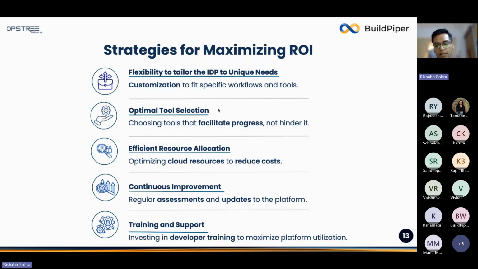And then obviously continuous improvement, where the regular assessments can be done on top of it, and then the platform can be updated as per the requirement, because again, the entire software development process is getting more and more complex, with a lot of tools being introduced into the picture for catering to multiple requirements. It is very essential to have this functionality where you are doing the regular assessments in your internal developer platform, and then identifying what features need to be updated.